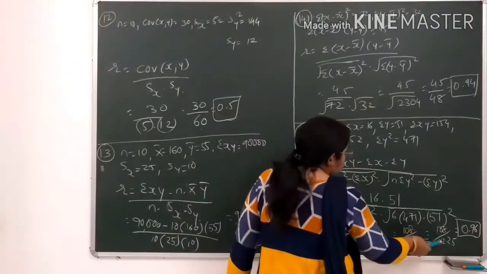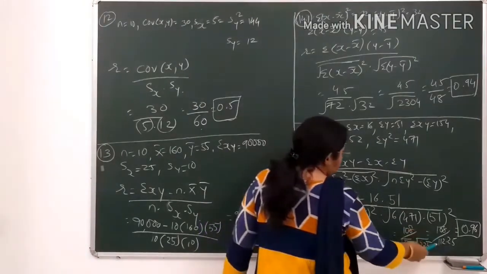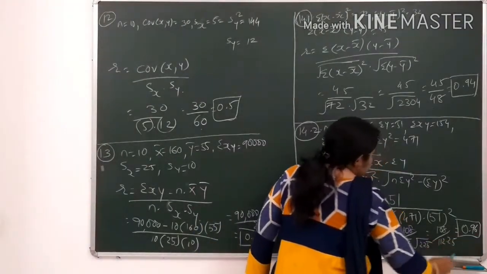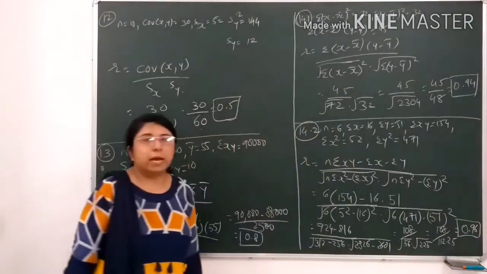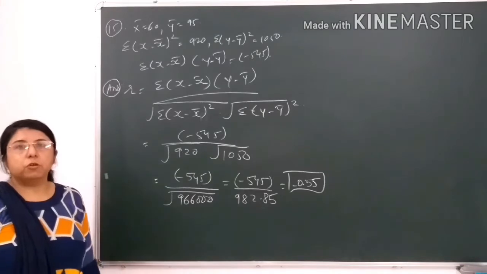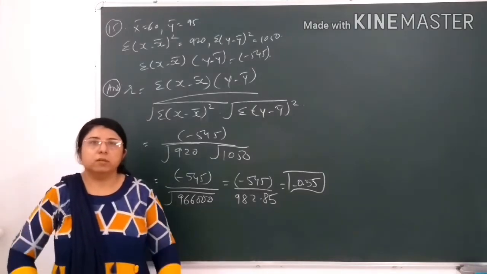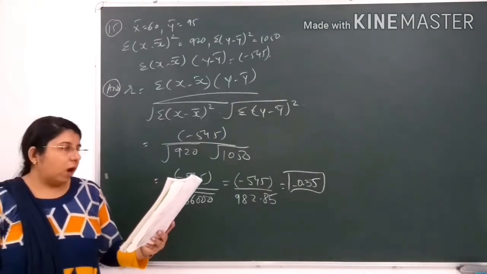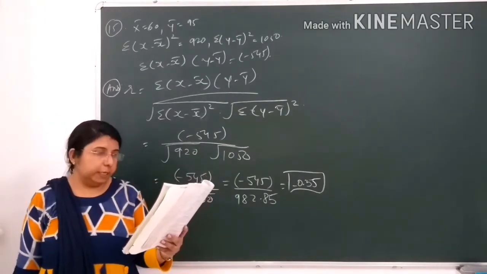So by dividing the numerator with the denominator, 108 upon 112.25, the value of correlation coefficient will be 0.96. Now moving on to the last question of exercise 2.2, that is question number 15. The question is, find the value of r from the following data.